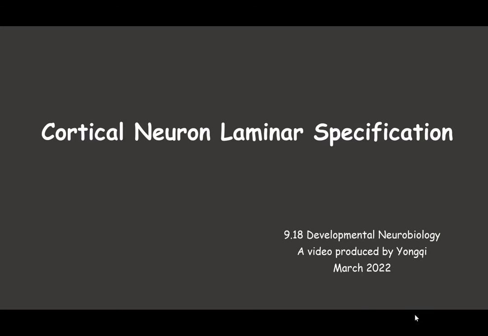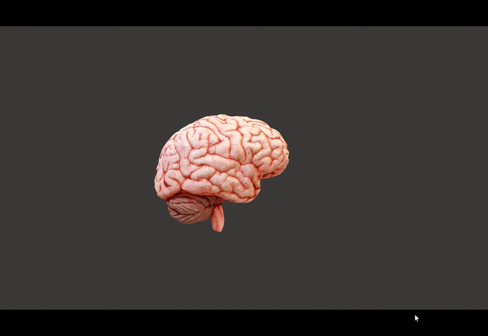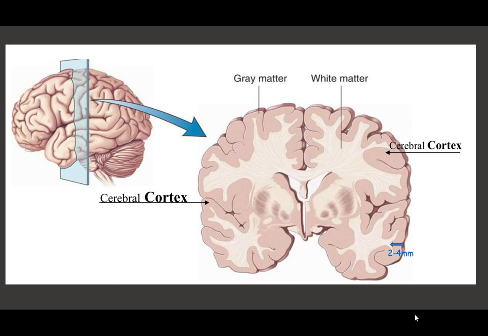In this video, we will learn cortical neuron laminar specification and mechanisms of its formation. The cerebral cortex is the outer covering of the surfaces of the cerebral hemispheres. In the human brain, it is between 2 and 4 millimeters thick and makes up 40% of the brain's mass. 90% of the cerebral cortex is the 6-layer neocortex, with the other 10% made up of allocortex.